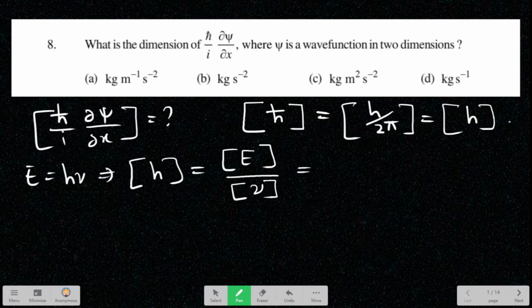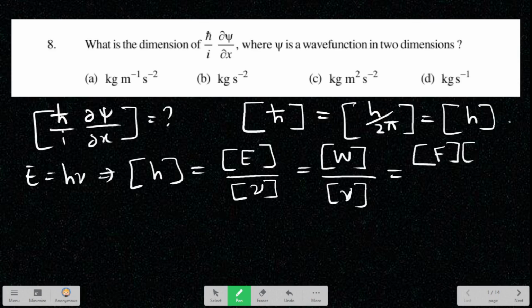So dimension of energy, if you don't remember it already, you can find it out. Energy is similar to work according to work energy theorem. So work divided by nu. Work is nothing but force times displacement. So this is dimension of force times dimension of displacement. Displacement is length. So dimension of length divided by nu, and frequency has dimension of per second.